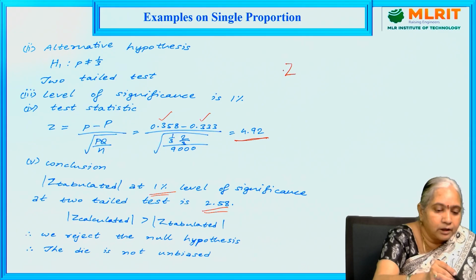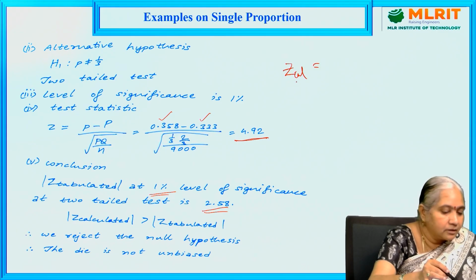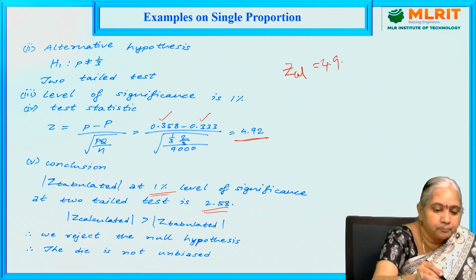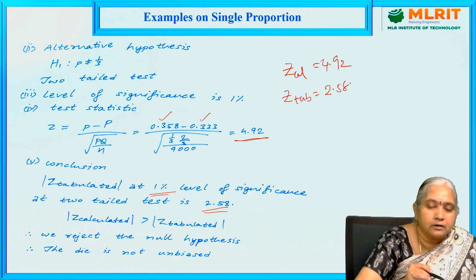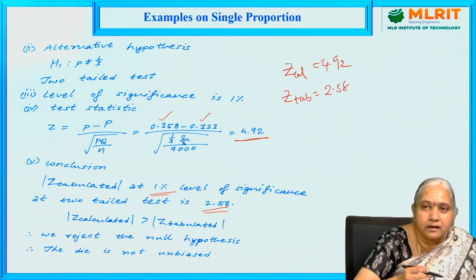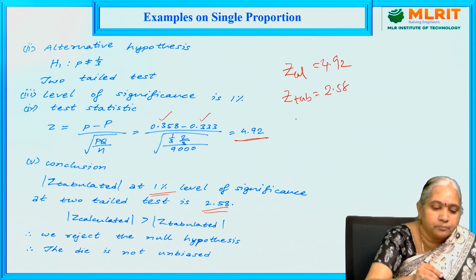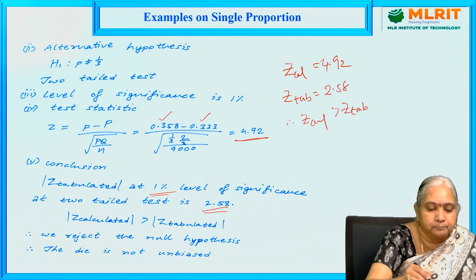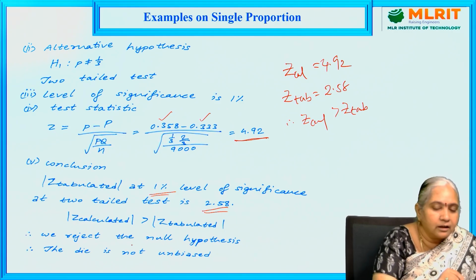So the calculated value is 4.92. Z tabular value is 2.58. Now compare whether we have to accept or reject his claim or null hypothesis. Therefore, Z calculated is greater than Z tabular value. Therefore, we reject the null hypothesis.